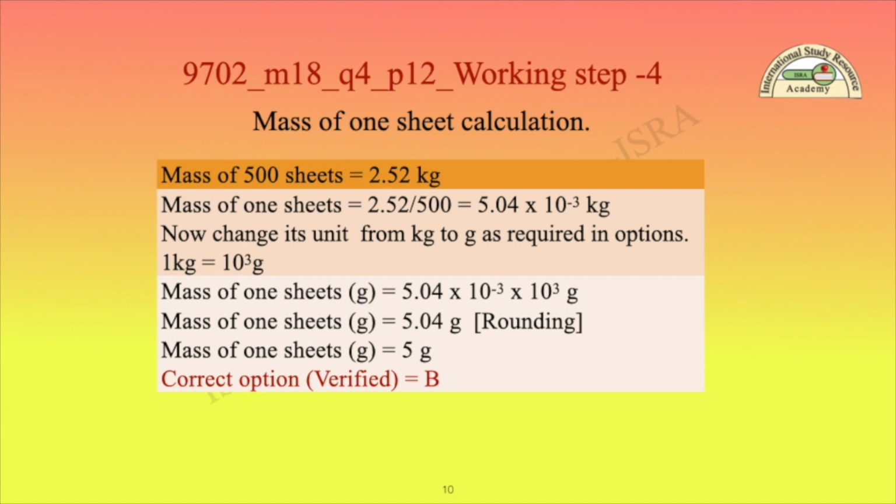You know 1 kg is equal to 10 raised to the power 3 gram. Therefore, mass of one sheet in grams is equal to 5.04 times 10 raised to the power minus 3 times 10 raised to the power 3 gram, or mass of one sheet in gram is equal to 5.04 gram. Now rounding this number, mass of one sheet in grams is equal to 5 gram, and correct option verified is B.